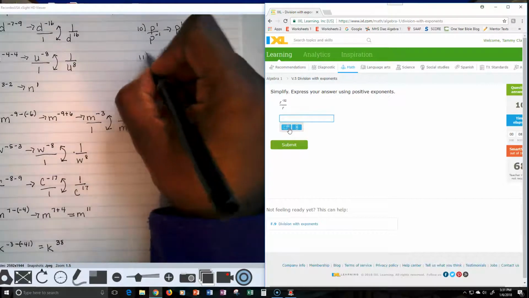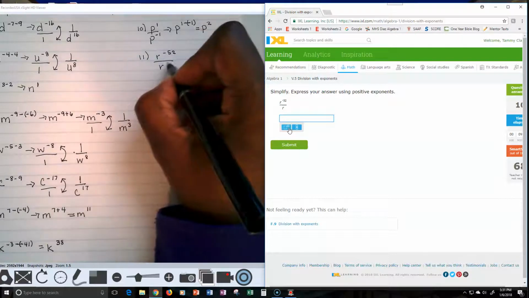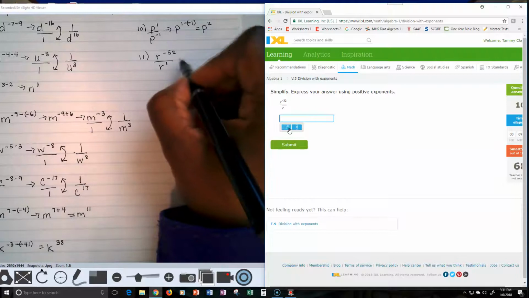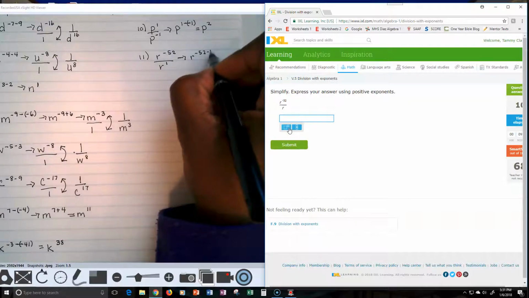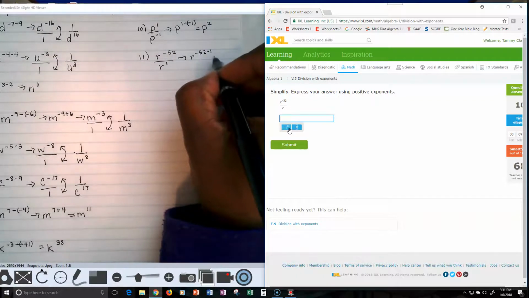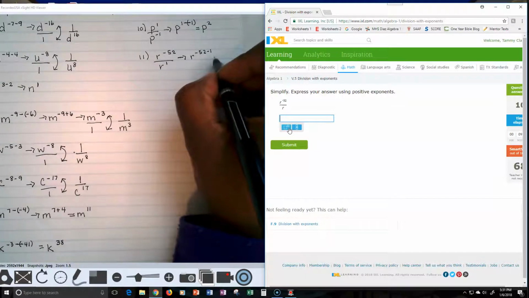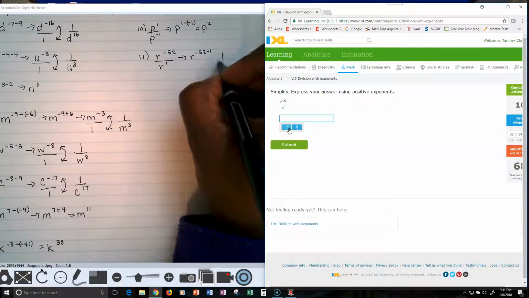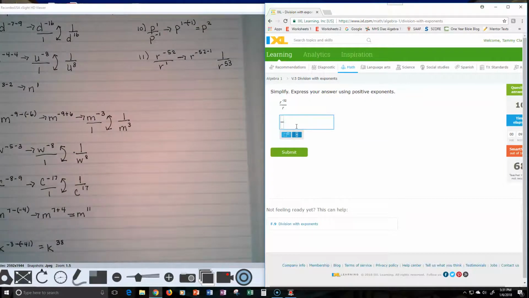Number 11, r to the negative 52nd power divided by r. Now remember, there's an imaginary 1 here. So I keep the base, which is r, subtract the exponents, and I end up with r to the negative 53rd power, and I'm running out of room. So I know that I can't have this negative 53rd power up here. So I have to change it to 1 over r to the 53rd power. Sorry about that, ran out of room. So you can kind of guess what I'm doing based on what we've done before.